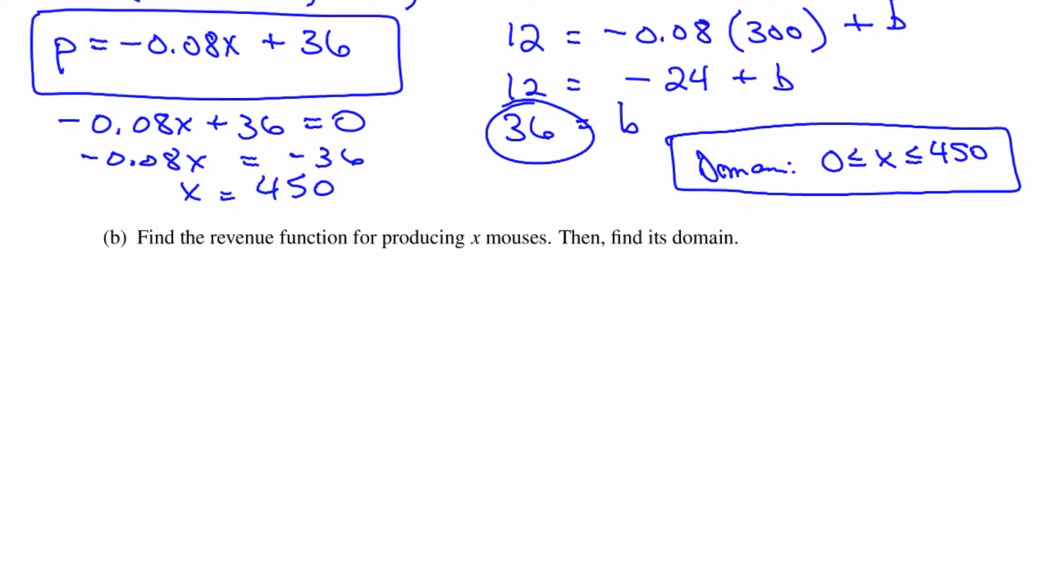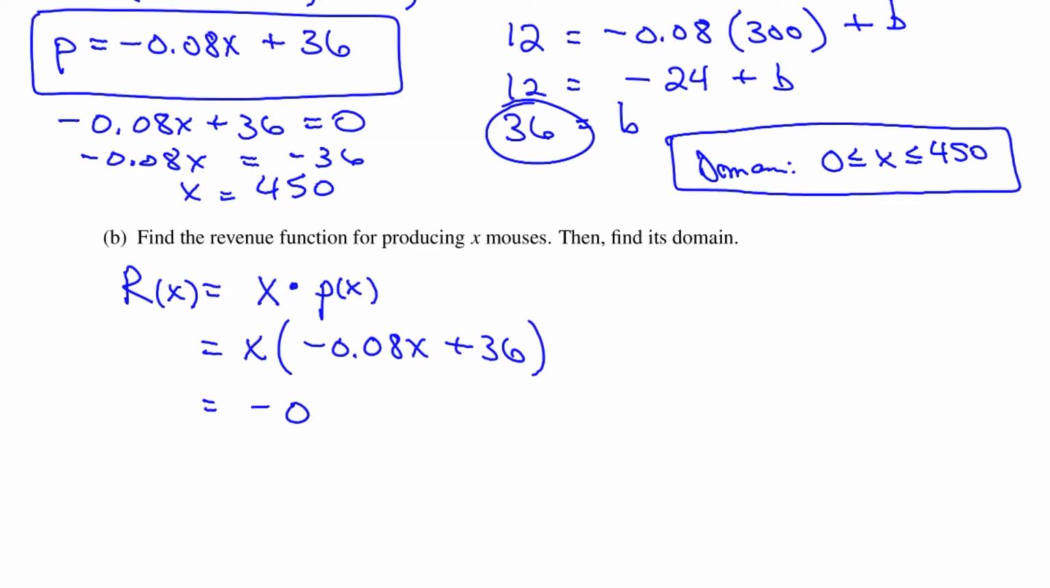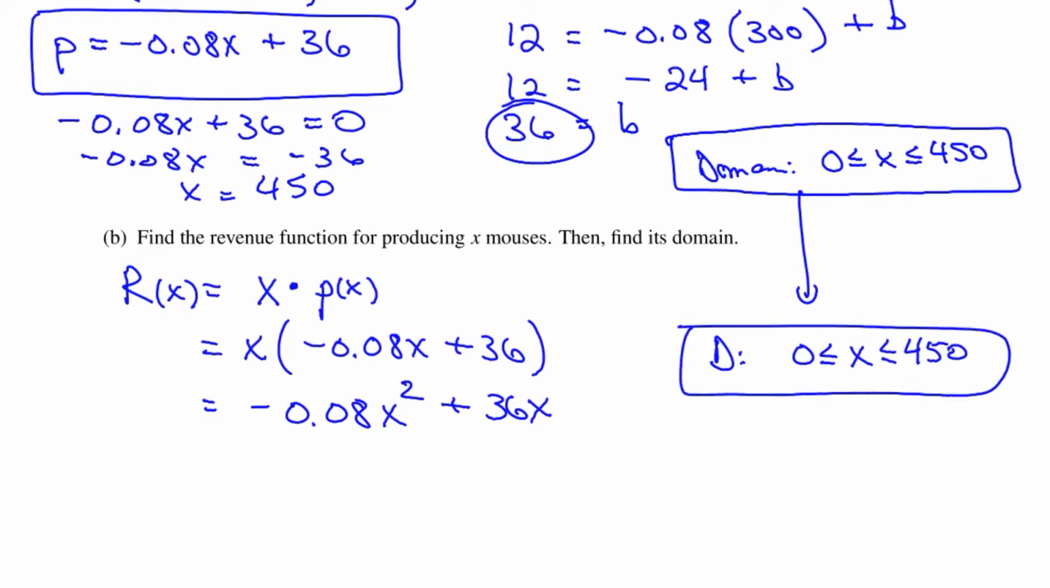Question B. Find the revenue function for producing X mouses and its domain. So revenue of X is equal to the number of items times the price-demand function. So that would be X times negative 0.08X plus 36, which is negative 0.08X squared plus 36X. And then the domain is the same. The domain of the revenue function is inherited from the price-demand function.